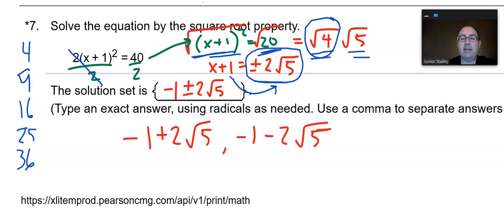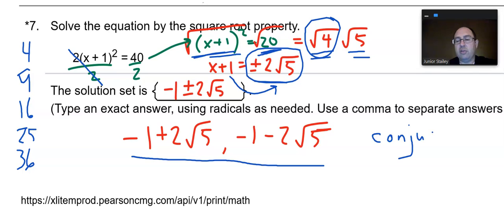Well, when you subtract that to the other side, you can't combine that. Not unless you change everything to decimals, and we don't need decimals. So the answers to this question look like this: -1 plus 2 radical 5 and -1 minus 2 radical 5. In the future, you're going to see this. These are actually called conjugates. So if you see that term, conjugates, irrational conjugates to be specific, but they are conjugates nonetheless. Anyway, that's how you handle that one.